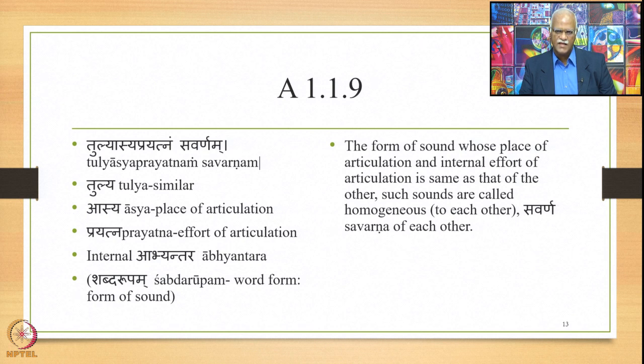So, what this sutra means is that the form of sound whose place of articulation and internal effort of articulation is same, tulya, as that of the other, such sounds are called homogeneous to each other, savarna to each other. I repeat, the form of sound whose place and internal effort of articulation is same as that of the other, such sounds are called homogeneous to each other, savarna of each other.